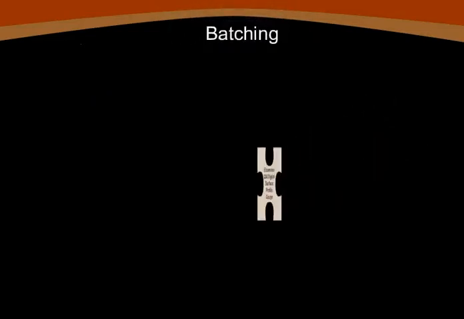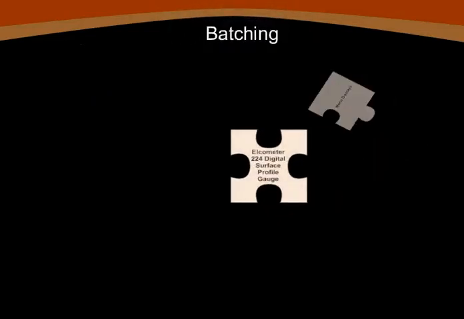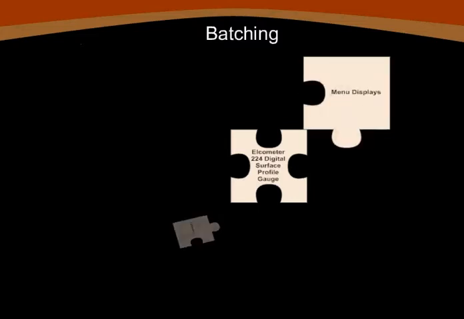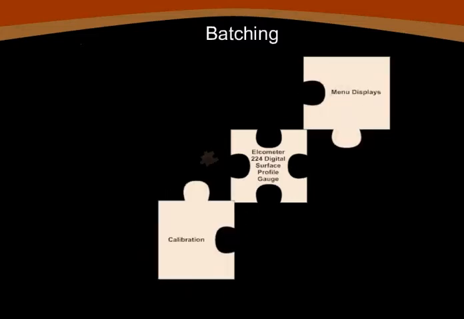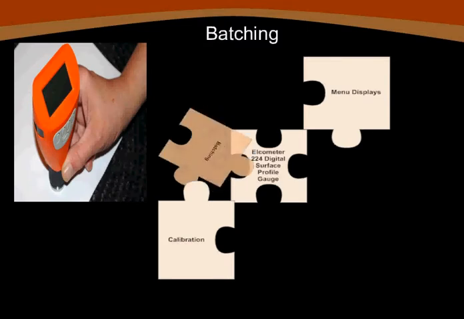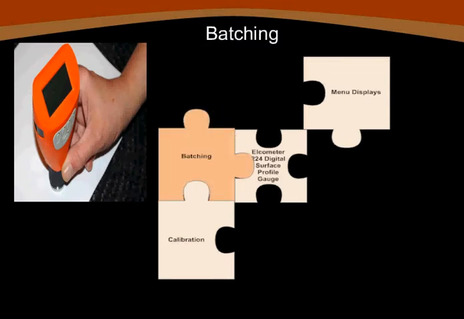Memory and storage capabilities of the Elcometer 224 are perhaps its most important features. By creating batches on this gauge, you will be able to separate and segregate your readings into meaningful collections that will simplify your work processes.